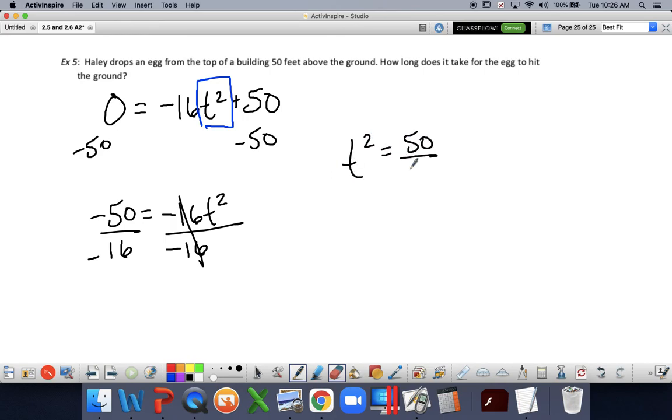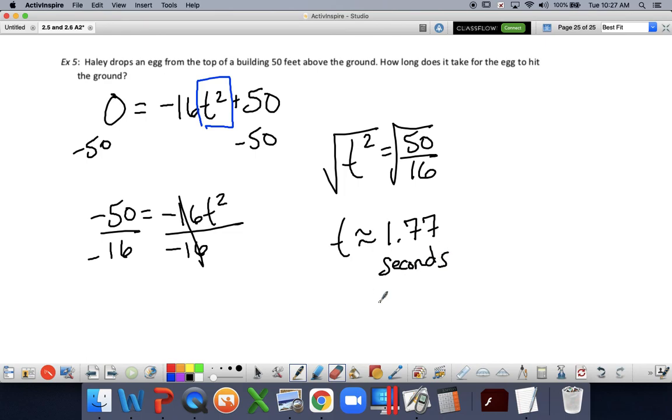I get t squared, a negative divided by a negative becomes a positive. So then I just take the square root. So I pick up my calculator. I don't even need to simplify this because I only want answers in decimal form. I also do not have to consider plus or minus because a negative time does not make sense in the context of the problem. So when I do the square root of 50 divided by 16, I get out 1.77 seconds. So that concludes 2.6 and Unit 2.